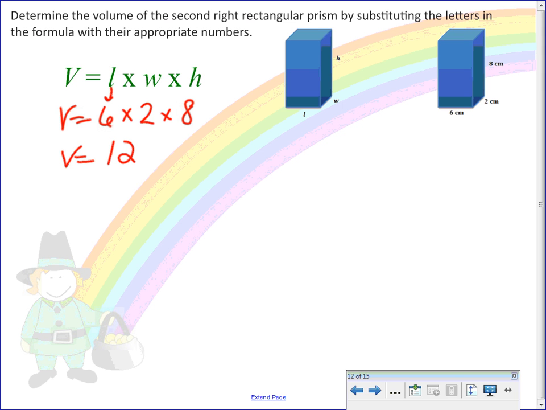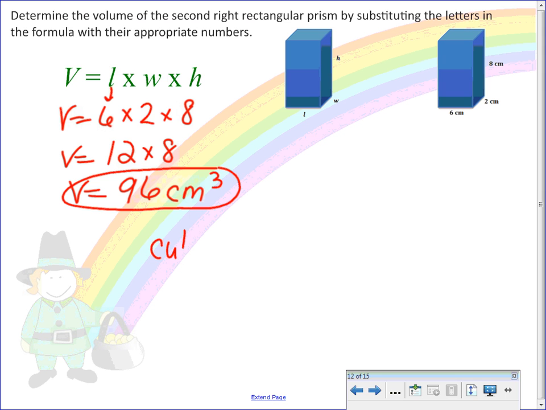So 6 times 2 is 12. Bring down the 8. I'm following my order of operation rules. 12 times 8 is 96. And I have to be sure to label it correctly. And how do we correctly label volume? Cubed. That's right. It's either cubic centimeters or centimeters cubed. You should be solving this at the bottom of your note page.